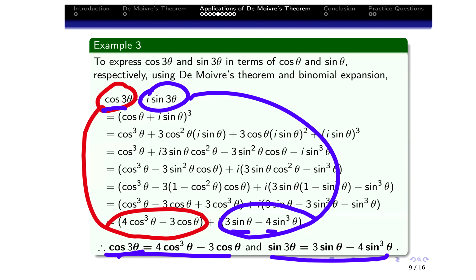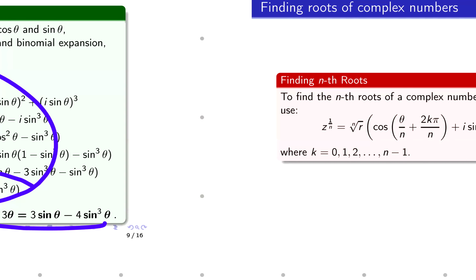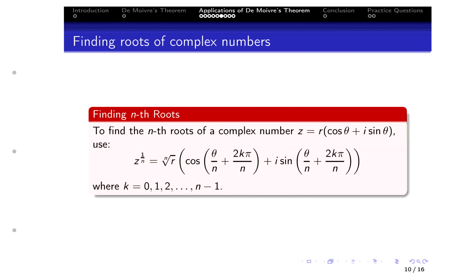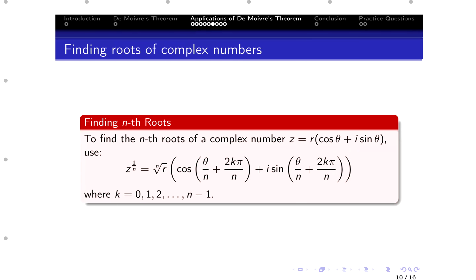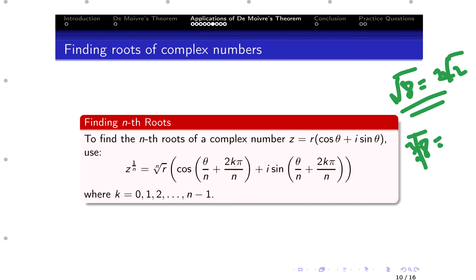Okay, so let's talk about finding the roots of complex numbers. So here, you want to find the nth root of a complex number. You can easily find the root of real numbers. Square root of 8 is simply 2 root 2, sorry, and you move on with your life. Cube root of 8 is 2, and that is it. But here, we are dealing with complex numbers, so De Moivre's theorem comes in pretty handy.